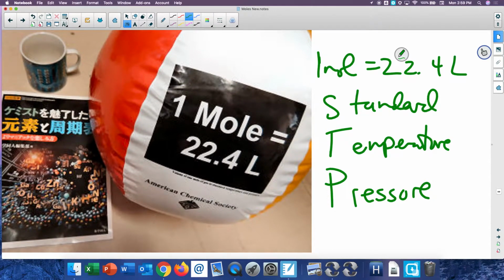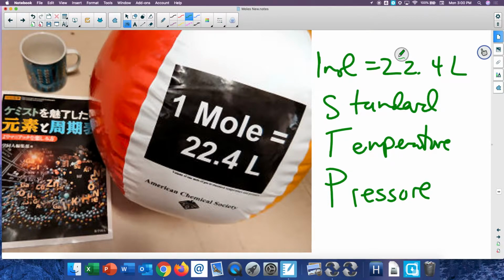So this rule that we're going to do homework problems with, of 1 mole is 22.4 liters, is only under these conditions. In a month or so, when I teach you more about gases, we'll start changing this. But for right now, this is going to be your set relationship. If you have 1 mole, it takes up 22.4 liters.